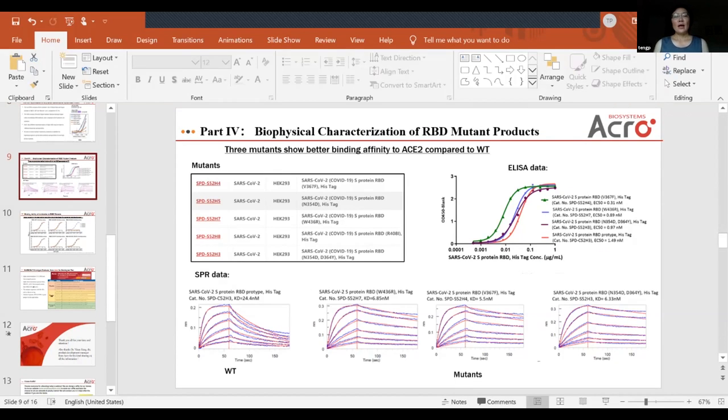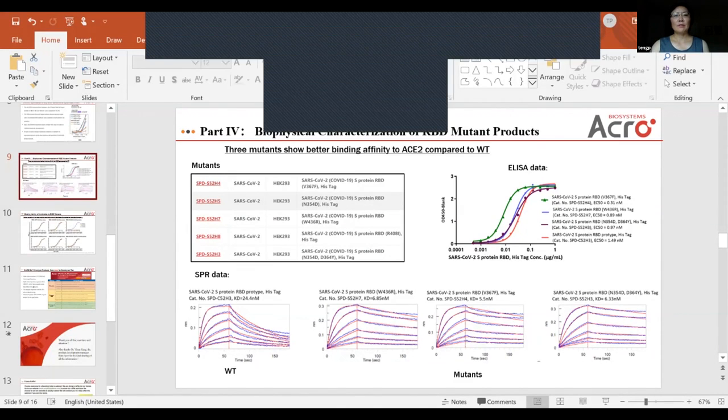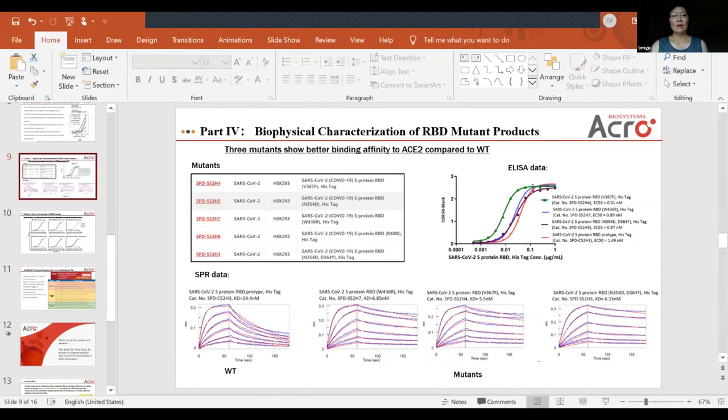And we have also developed 5 different RBD mutant products. Those are the 5 mutants. They have different mutations in the RBD region. And we have also characterized those mutants in our ELISA test and also SPR test. And you can see that among those 5 mutants, there are 3 mutants that show better binding affinity compared to the wild type. The red one is the wild type.